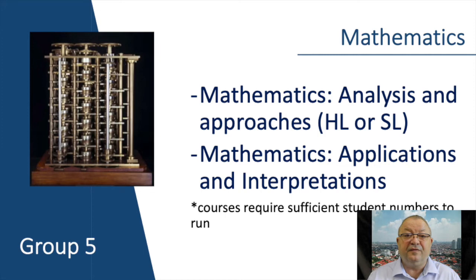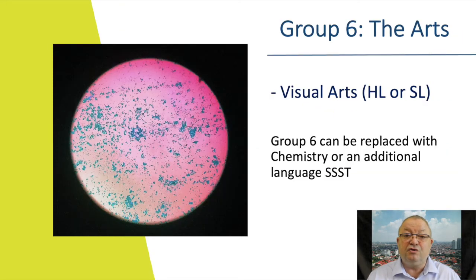Group 5, Mathematics. Mathematics has two options: analysis and approaches, and applications and interpretations. Higher level and standard level in these courses require sufficient student numbers to run. Group 6, the Arts. Visual Arts is available, and Group 6 also offers the opportunity to replace visual arts with chemistry or an additional school-supported self-taught language.